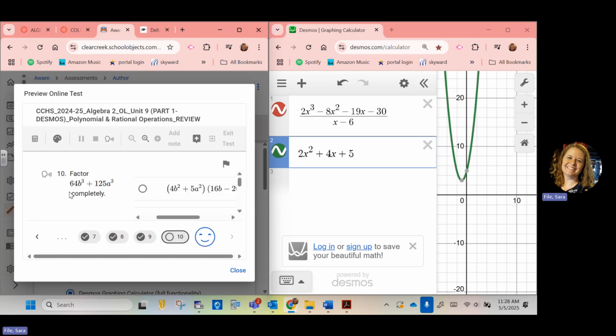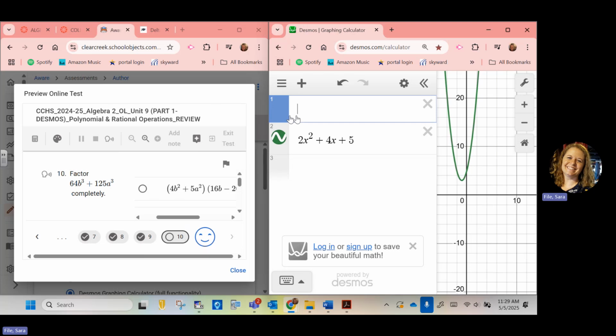Okay, and then the last question, factor. Okay, again, you're not asked to solve, you're just asked to factor. This is a sum of cubes. You should be able to use the formula for sum of cubes to do this one.